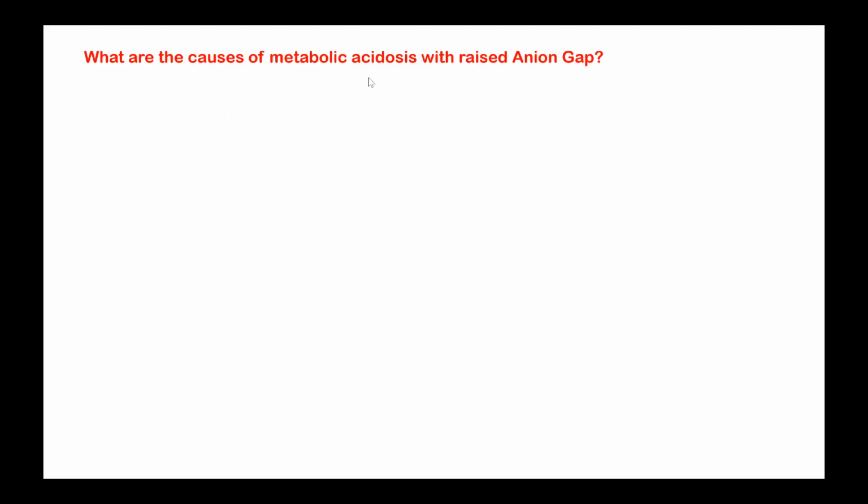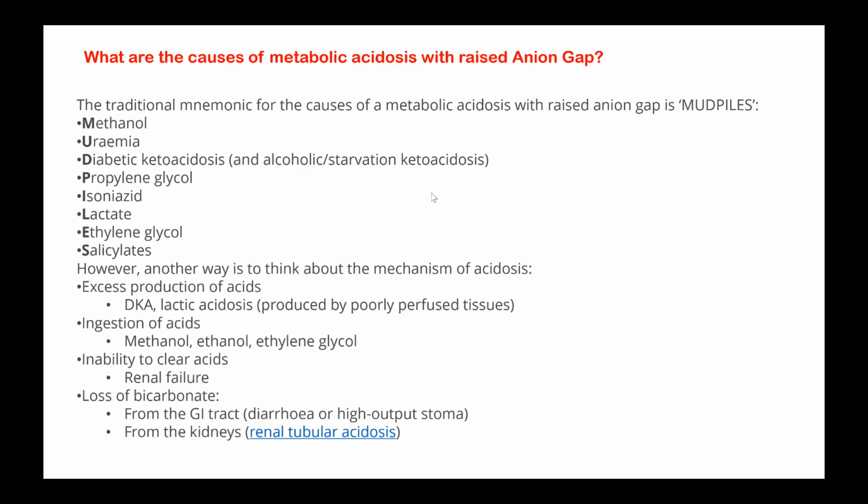What are the causes of metabolic acidosis? MUDPILES, sir. Methanol, uremia, diabetic ketoacidosis, paraldehyde, isoniazid, lactic acidosis, ethylene glycol, salicylates. This is the MUDPILES. You have to think of methanol, uremia.